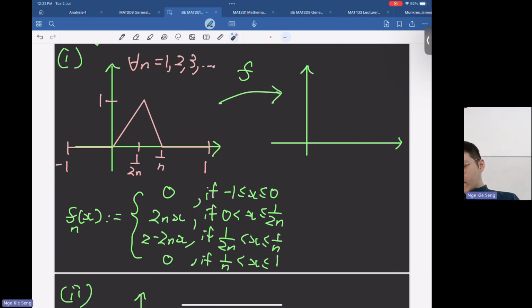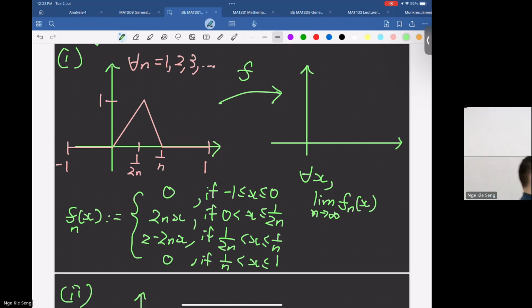So for every point, what can you see from this graph? If we want to check for every x what the limit of f_n(x) is, let's say I randomly pick an x here. What is the limit of f_n(x) at this point?